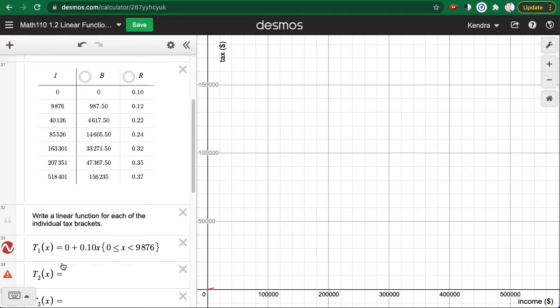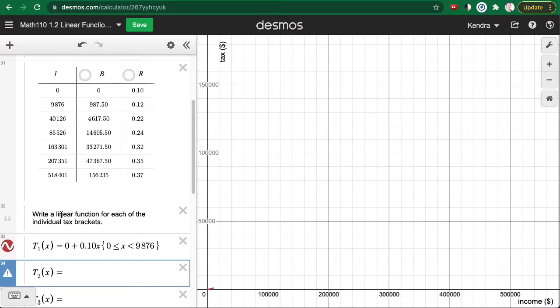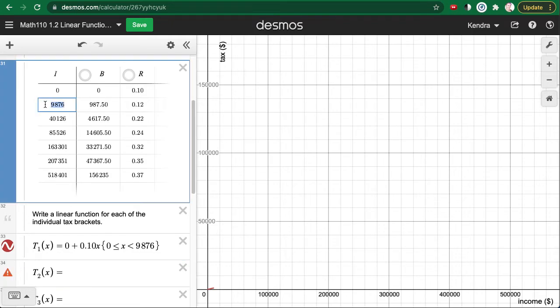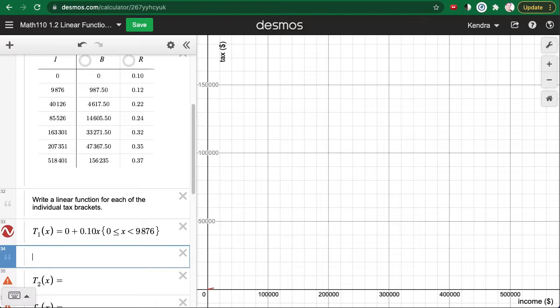All right. So the second one, if I have a tax bracket that's between 9,876 and 40,126, then my base tax amount is $987.50. And then I have to pay 12% of all of my income that is above 9,876. So let me write that down.